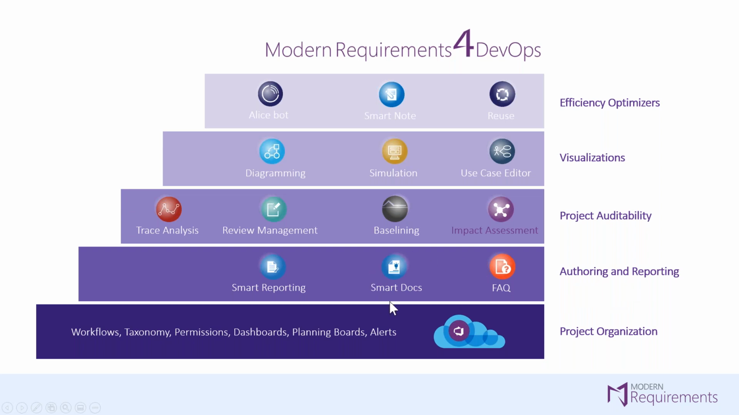One of our flagship capabilities is Smart Docs, which really is a hybrid between document management and work item management, and gives you the best of both worlds. Or when you get into project auditability, you have things like review management or trace analysis. You also have things like baselining or impact assessment. You can also create visuals within the tool.